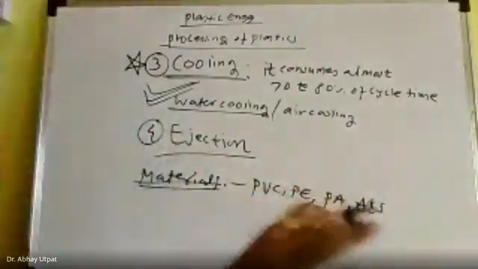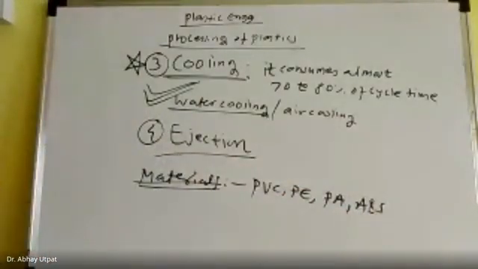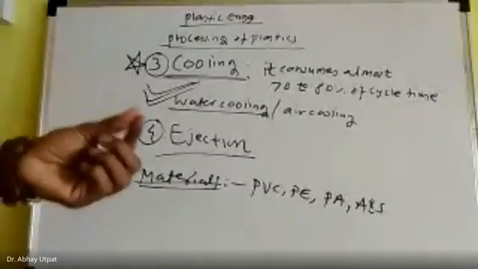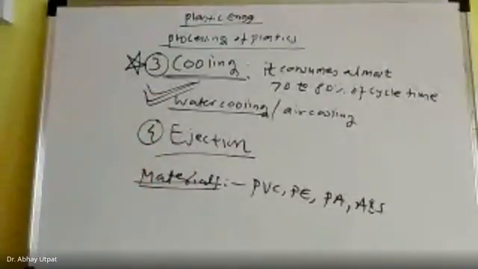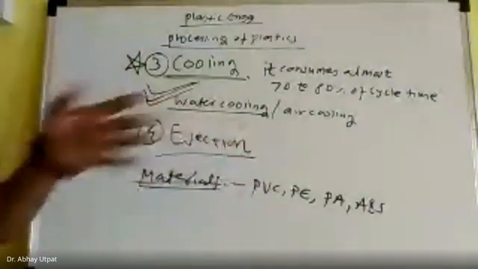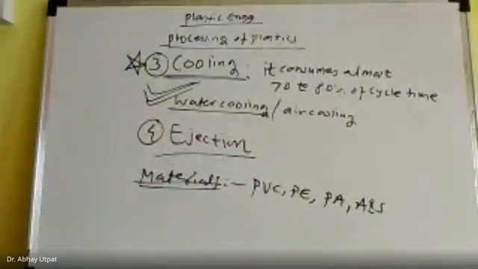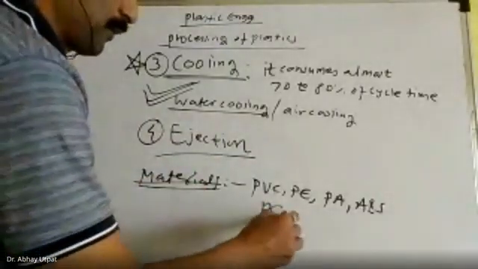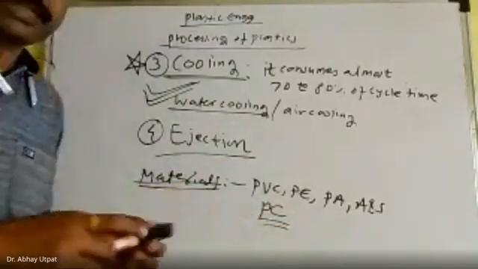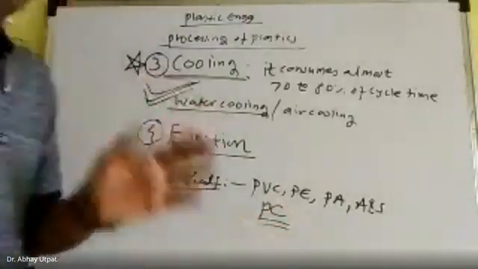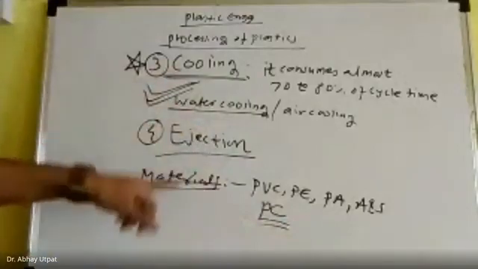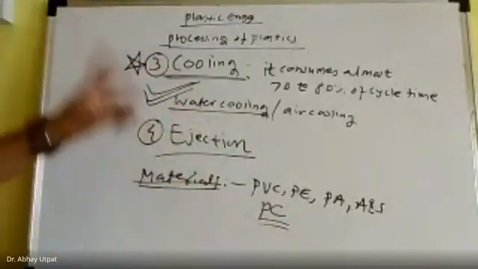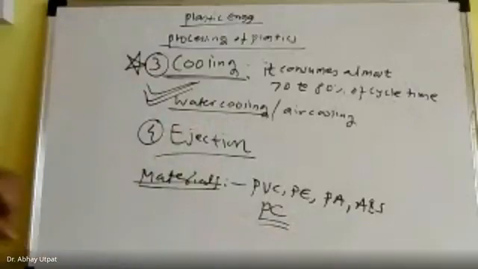ABS is used for computer body, mouse, keyboard. Polyamides are used for toothbrush bristles. Then polyesters are used for fibers. PVC is used for a number of components. Okay? These polycarbonates, PC, are also used. Polycarbonates are used for making compact discs, eyeglasses, etc. So this is all about the materials used and application of injection molding.